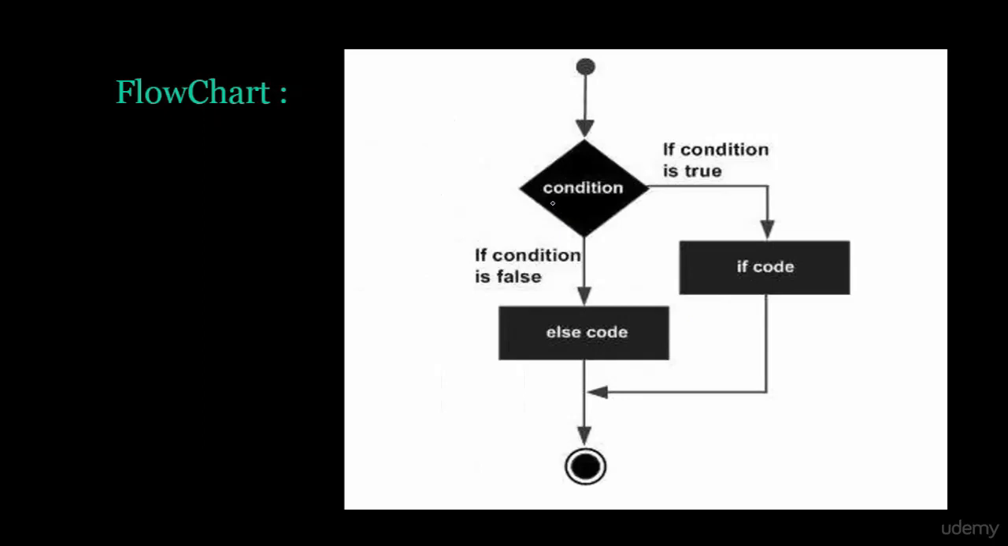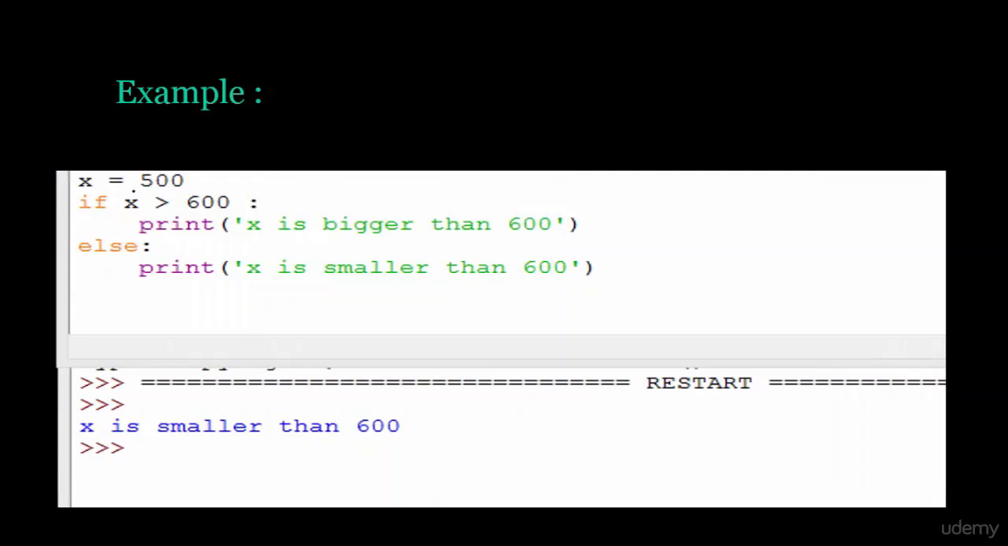Why use else? Else gives you another option. Let's see this flowchart. Here, there is our condition. If this condition is true, the if code will be executed, then we will move down here. And if this condition is false, the else code will be executed, then it will move down to the end of the code. Let's see this example. Here, x equal to 500. I said if x is bigger than 600, we will print x is bigger than, else we will print x is smaller than. Here x is smaller than, so it will print this statement here, x is smaller than 600.